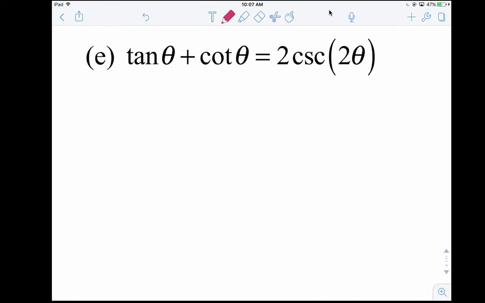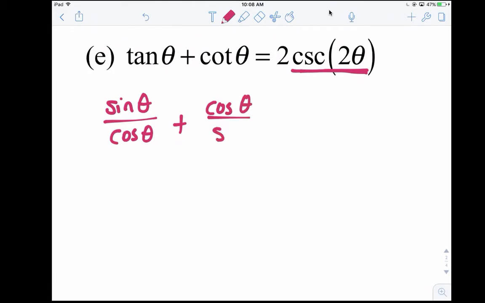So I use the left side here. Okay, so you're trying to show 2 cosecant of 2 theta. Now this is a double angle, because you're multiplying theta by 2. So what you're going to want to show is somehow to get a double angle identity. And it should be kind of obvious once we get there. All right, so you have sine of theta over cosine of theta plus cosine of theta over sine of theta.